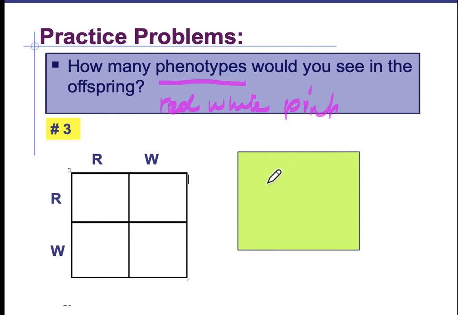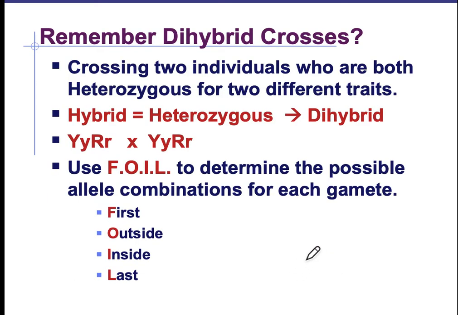So in this box, you will write the percent red, the percent white, and the percent pink. All right, so that's an incomplete dominant cross. So you're going to get something that's blended, something that's in between what you started with.